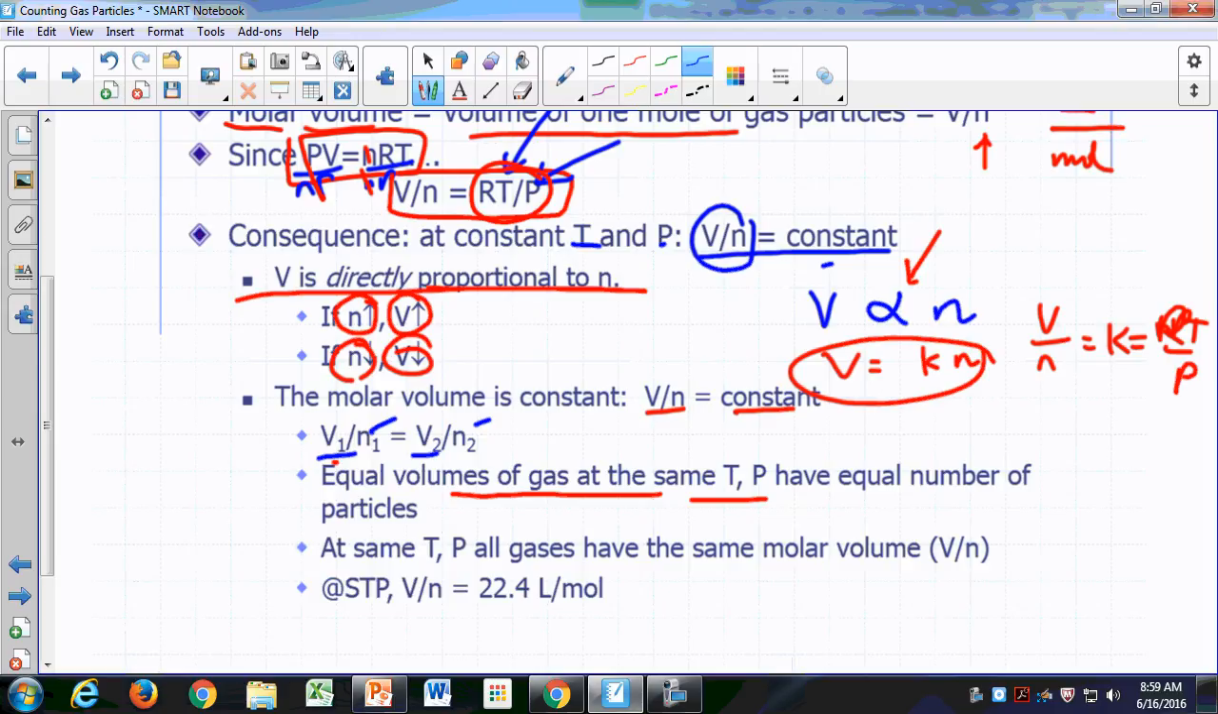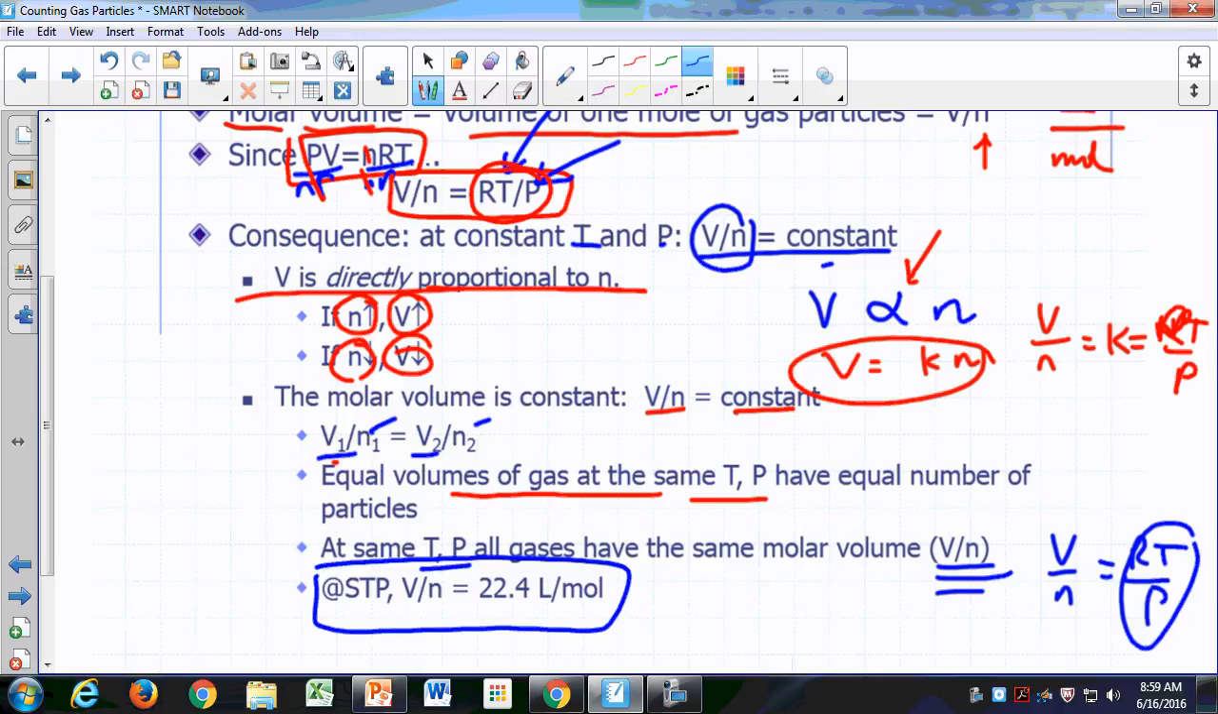Another way of expressing this idea is to say that at the same temperature and pressure, all gases will have the same molar volume. Molar volume would be equal to RT over P. So RT over P is the molar volume of an ideal gas. At STP, in fact, that value we've seen earlier is equal to 22.4 liters per mole.